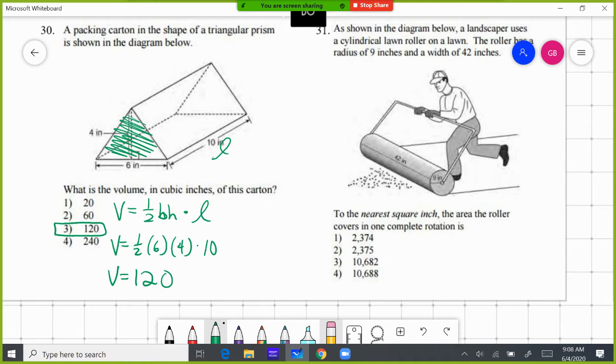Okay, so this question is asking, if you do one complete rotation, what is the area of that? So you're looking for the surface area of the cylinder, but the surface area includes these end caps, this circle on the front and then the circle on the back. Those don't actually touch the ground. So you're gonna omit that from the calculation. So let me show you what I mean by that.